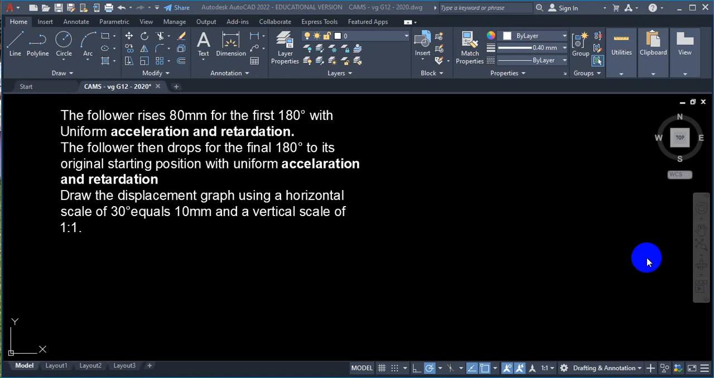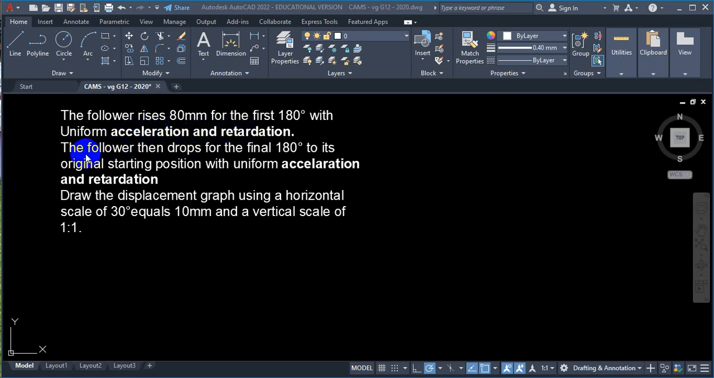Now, let us look at this question which deals with cams. It reads: the follower rises 80 millimeters for the first 180 degrees with a uniform acceleration and retardation. Please note, now we're dealing with acceleration and retardation. So there's a special way in which this is done.